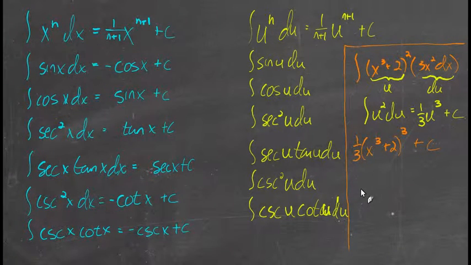3 times 1/3 would be 1, okay, times x cubed plus 2. Then we'd subtract 1 from the power, but we need the chain rule because we have a function inside a function. So we get 3x squared dx. And that's it. That pretty much wraps it up.